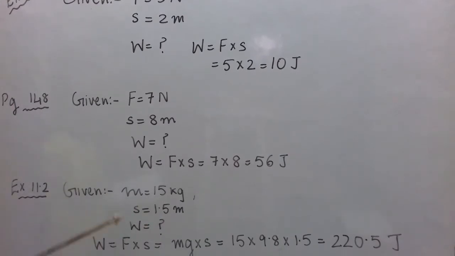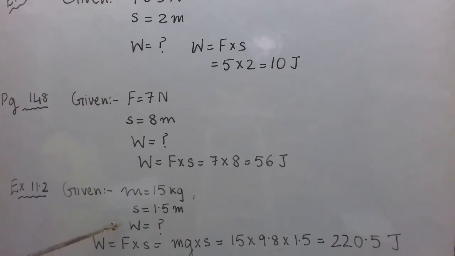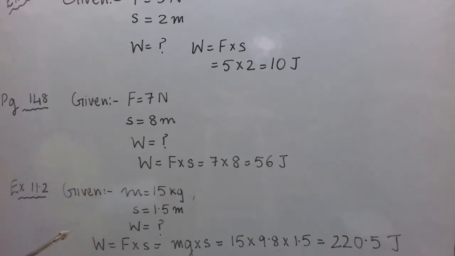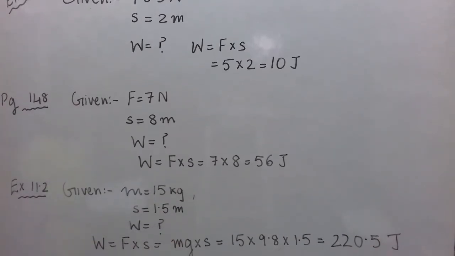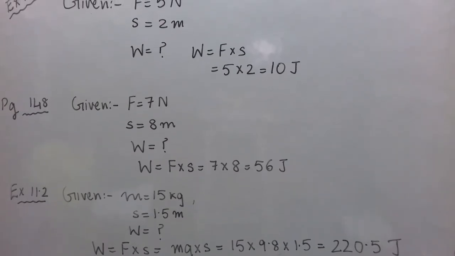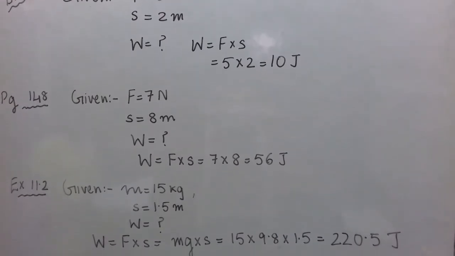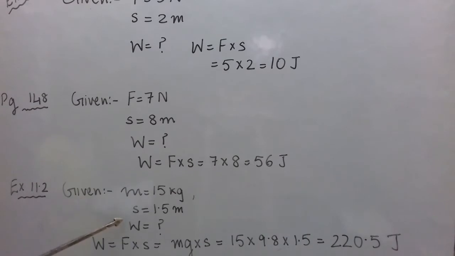Now see, you have learnt only one formula, W is equal to F into S. But here F is not given. So here you can mention one sentence about the minimum force. The minimum force required to lift a luggage up, or to lift a body up, is equal to its weight. So when the porter is picking up the luggage, he is applying the minimum force to lift it up.